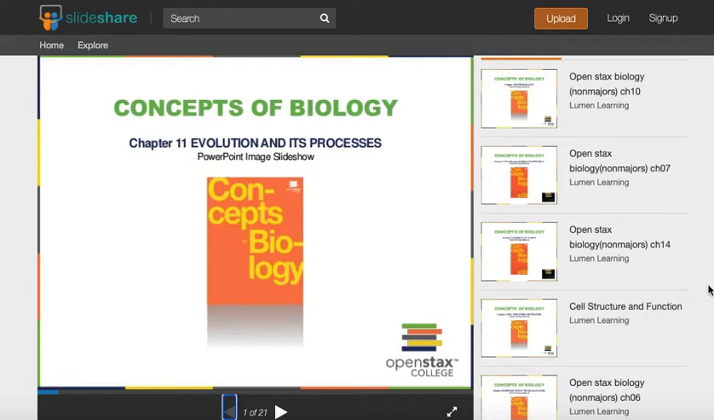So in this chapter, we're going to be talking about a very important concept in biology, but one that seems to frustrate people really fast, and that's the process of evolution. So you're going to have to forgive me as I go through here that I just have a partial screen of the OpenStax Concepts of Biology slideshow, because there's a number of other slides that I want to point out as we go along.